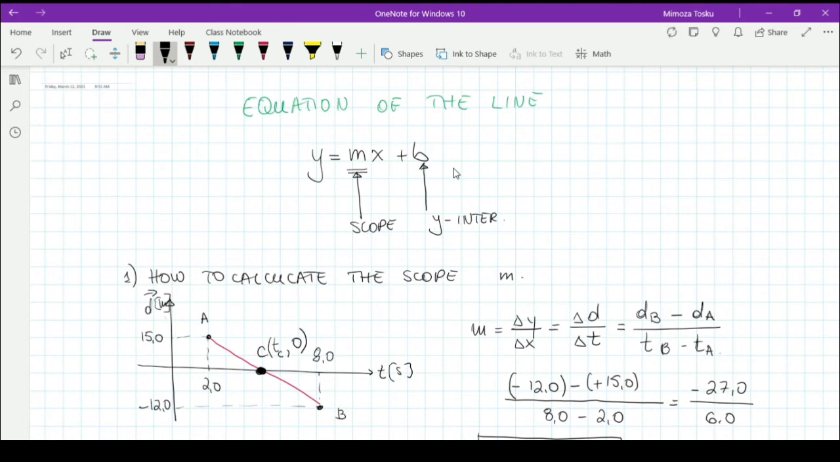Now, as a building process into this, we will start with how to calculate the slope, how to find the y-intercept, and then how to use the equation of the line to find the x when y is given and y when x is given.